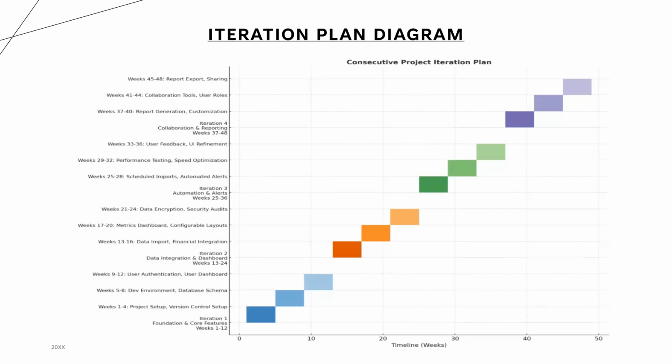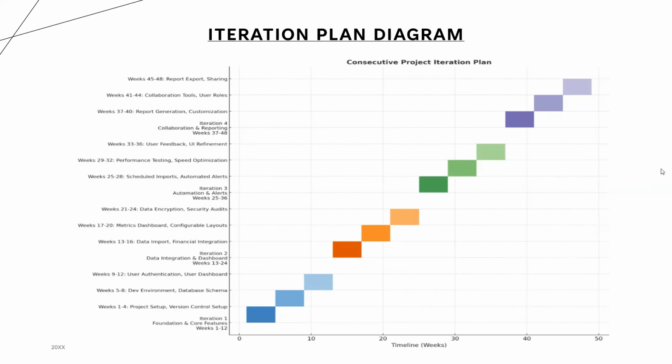In the second iteration, we will work on data integration and dashboard, which includes data import and financial integration. In the fifth month we'll work on metrics dashboard and configurable layouts, and the sixth and last month of iteration 2 will work on data encryption and security audits. In the third iteration, we will work on automation and alerts, which includes scheduled reports, automated alerts, performance testing, speed optimization, user feedback, and UI refinement.